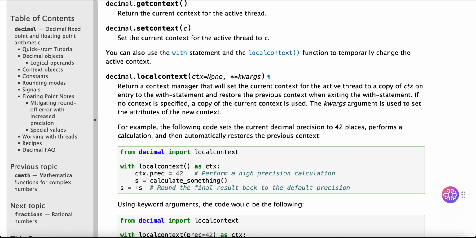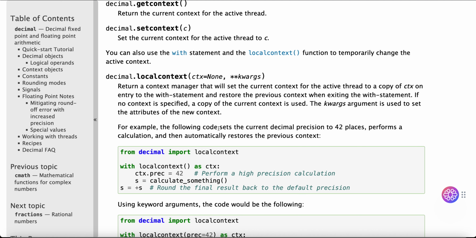decimal.localcontext(ctx=None, **kwargs) returns a context manager that will set the current context for the active thread to a copy of ctx on entry to the with statement and restore the previous context when exiting the with statement. If no context is specified, a copy of the current context is used. The kwargs argument is used to set the attributes of the new context.